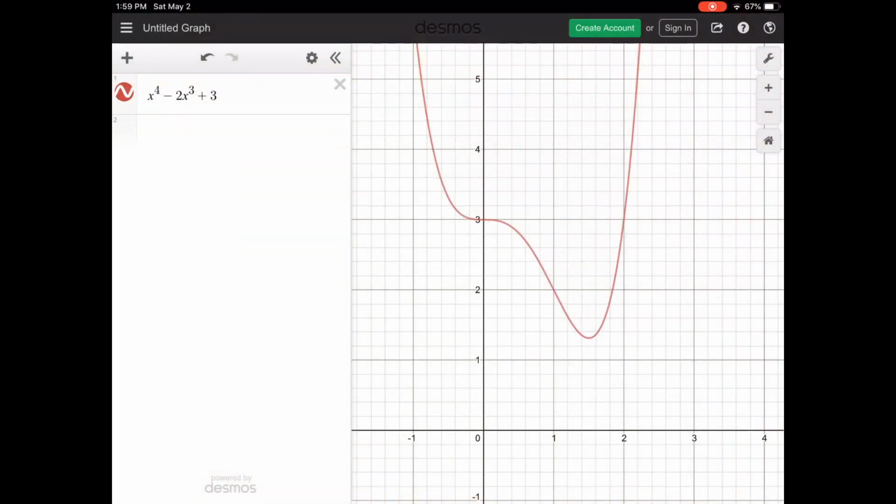There we go. As expected, it's concave up right until we hit an x value of 0. Then it's concave down from 0 to 1. And finally, it's concave up forevermore. It has those points of inflection at the coordinates 0, 3, and at the coordinates 1, 2.